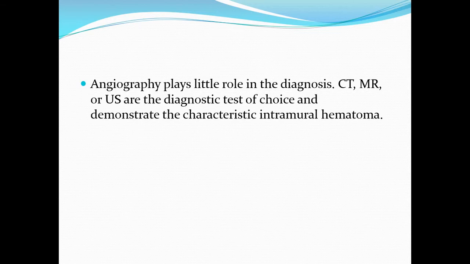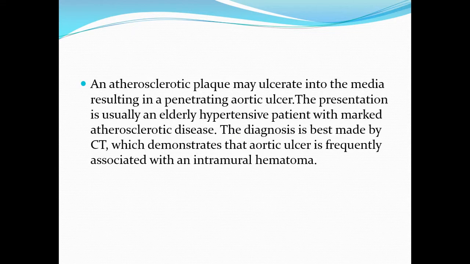Here, angiography plays little role. CT and MRI or ultrasound are the diagnostic tests of choice. They demonstrate characteristic intramural hematoma. Atherosclerotic plaques may ulcerate into the media, resulting in penetrating aortic ulcer. The presentation is usually an elderly hypertensive patient with marked atherosclerotic disease.